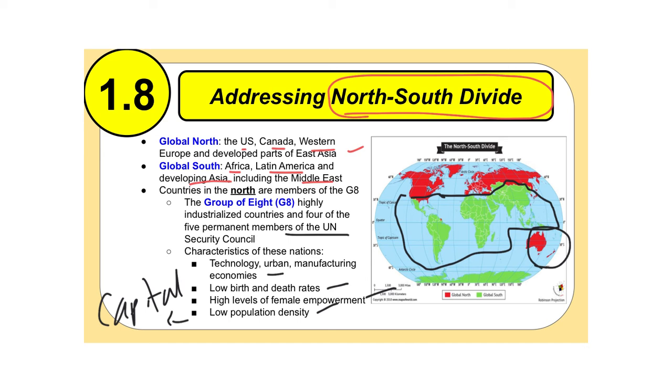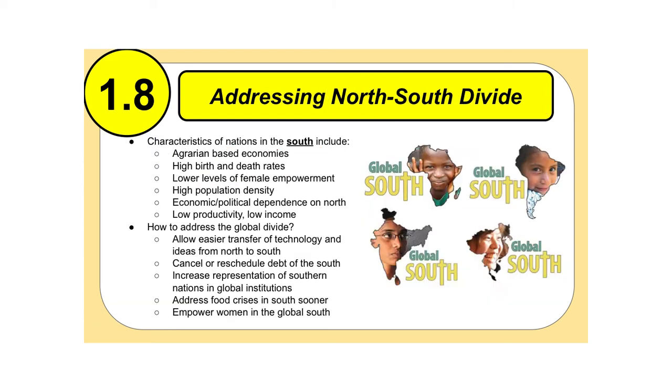But now let's look to see how things are in the South. So when you shift your focus now to the global South, these are the characteristics of the global South. Largely agrarian, so there's very little technology. They do a lot of farming and that type of thing. It's not at all technologically advanced like the global North is.